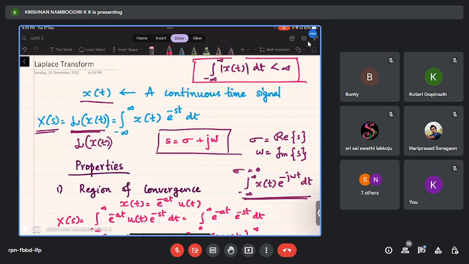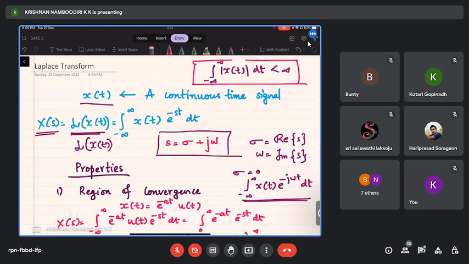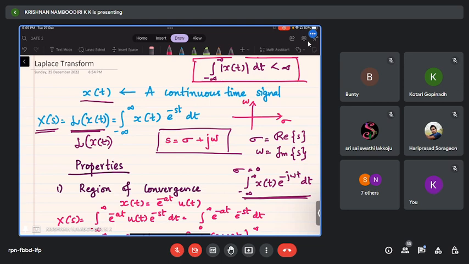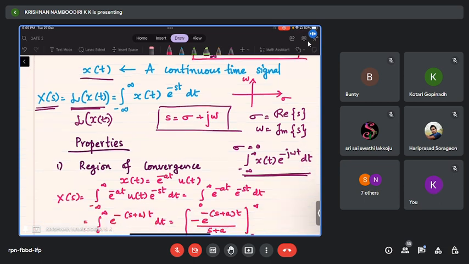So what about other signals? Signals that are not absolutely integrable. For such signals also Laplace transform is valid. But when you are talking about Laplace transform, one important thing that comes together with Laplace transform is the region of convergence. So you can visualize this Laplace domain as a two-dimensional plane where sigma is the x-axis and omega is the y-axis. Okay, sigma axis and omega axis. So s will reside in this two-dimensional plane. Correct? Now, let us see what region of convergence is.